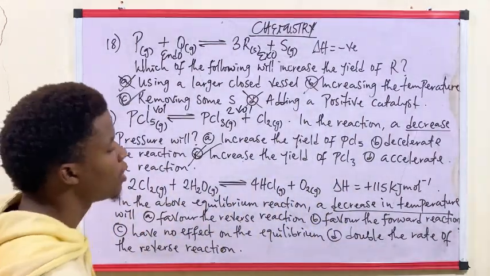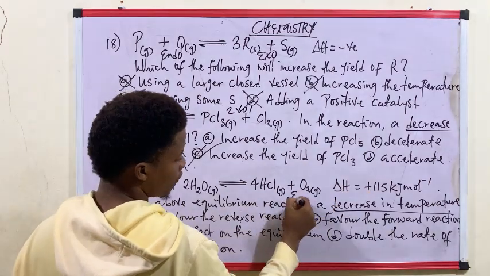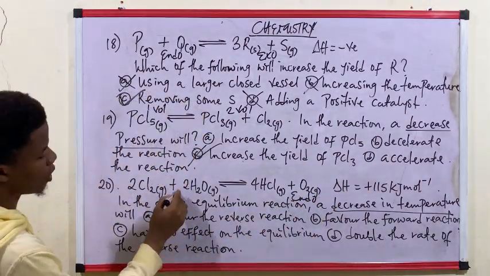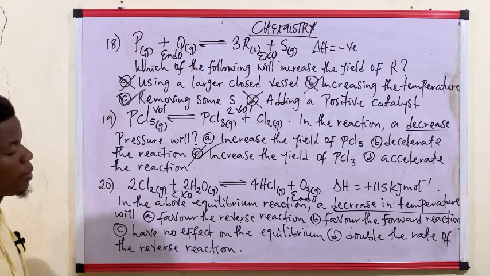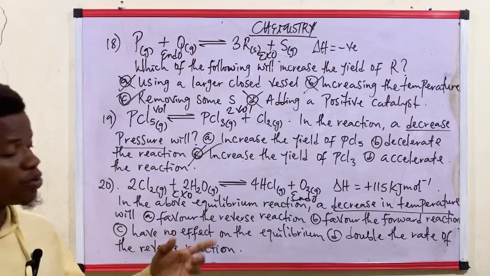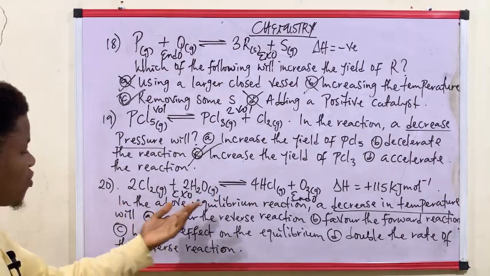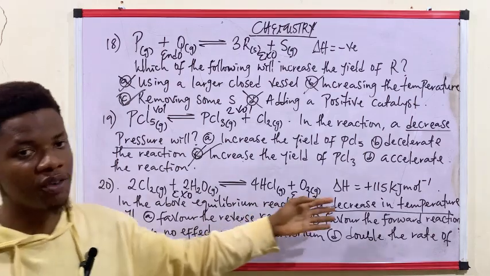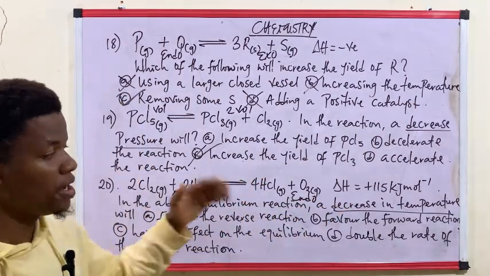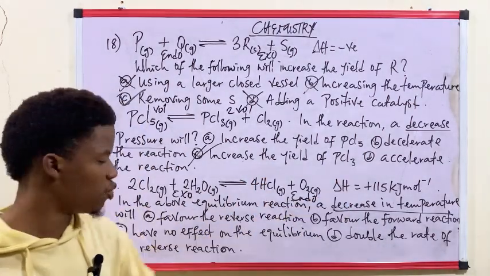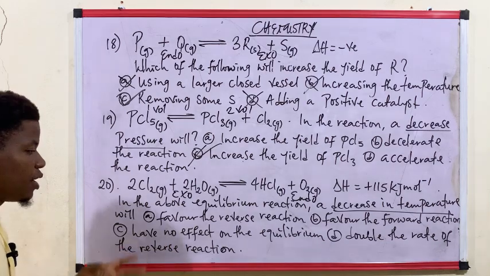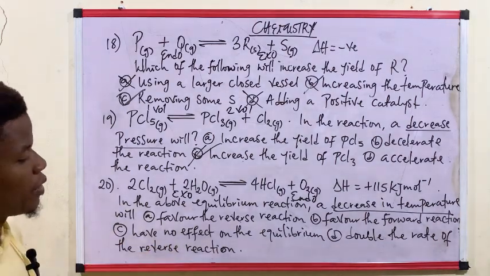Now remember, we are having plus, so forward is what? Endo, backward is what? Exo. So when we decrease the temperature, definitely it's going to favor what? The backward reaction, which is the exothermic, because decreased temperature favors exo, increased temperature favors what? Endo.